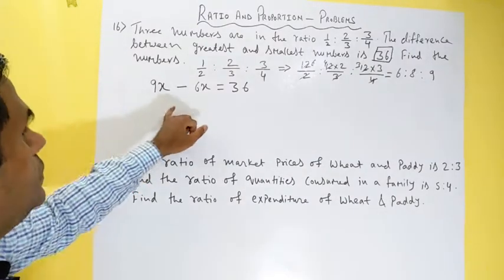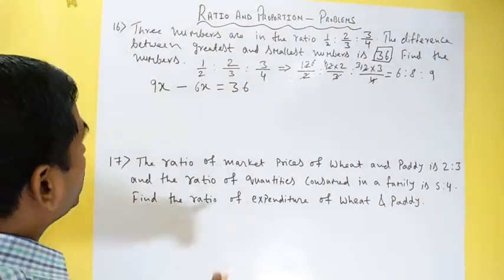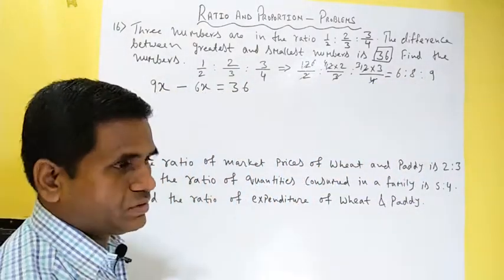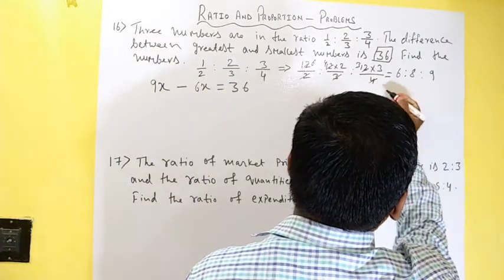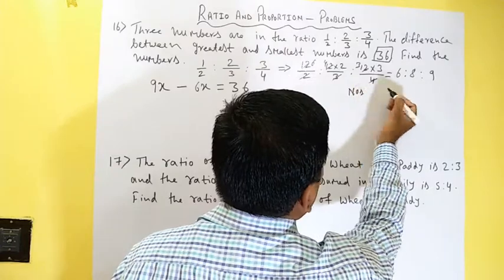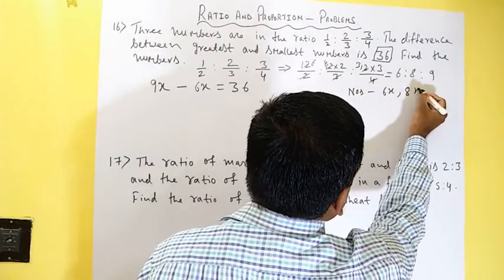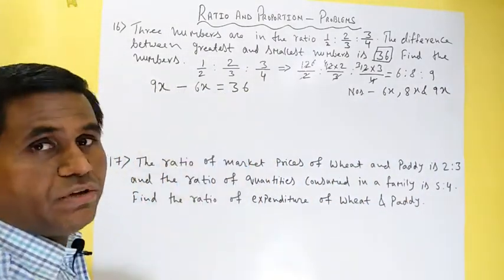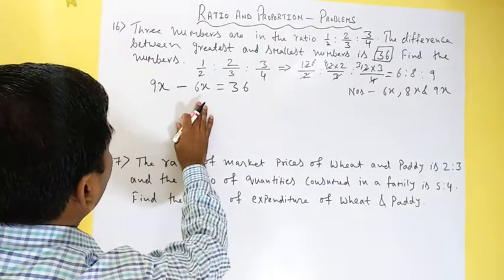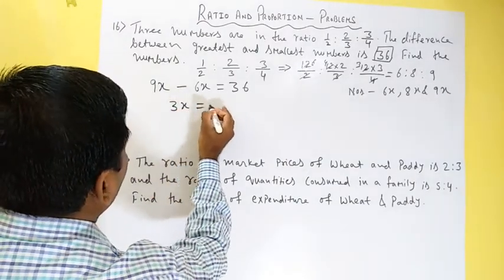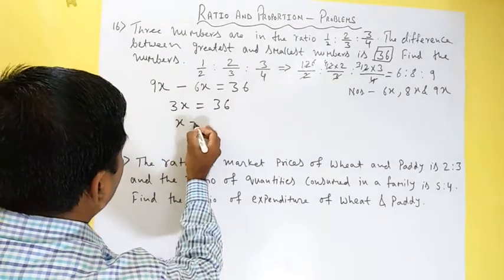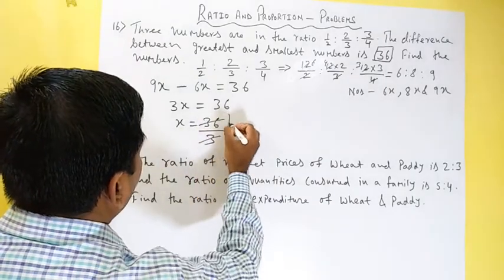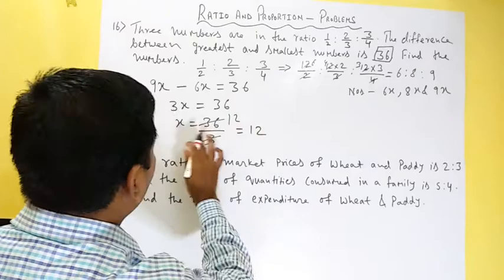Upon solving this equation, we will get the value of x, and we can multiply that x to all these ratios to get the numbers, because the ratio is 6 is to 8 is to 9. So the numbers are 6x, 8x and 9x. Using this equation, we calculate x. 9x minus 6x is 3x equal to 36, so x is equal to 36 upon 3. Cancelling, 3 ones are 3, 3 twos are 6, so the value of x is 12.